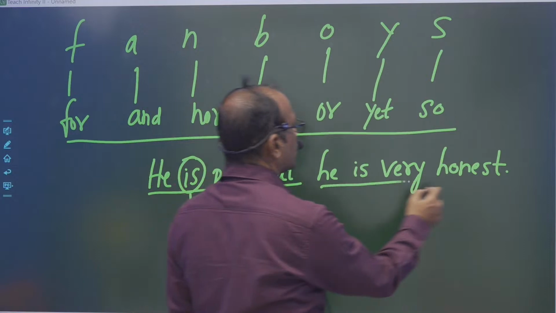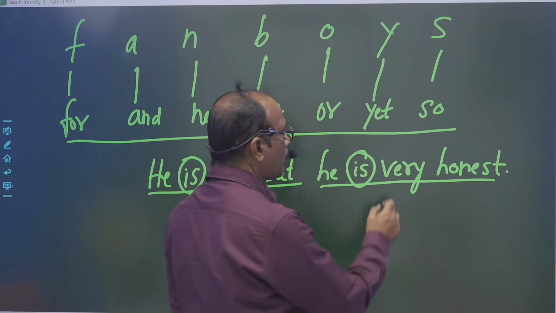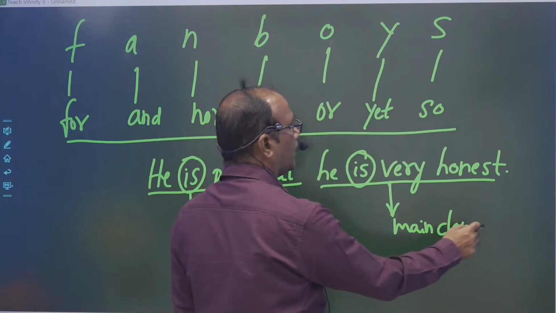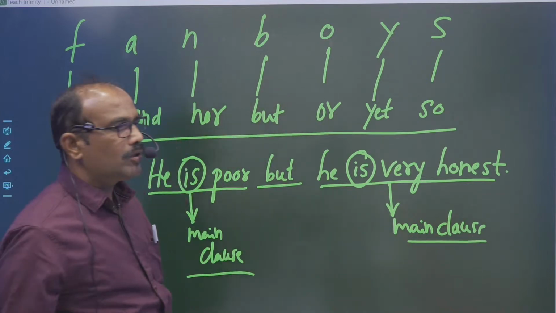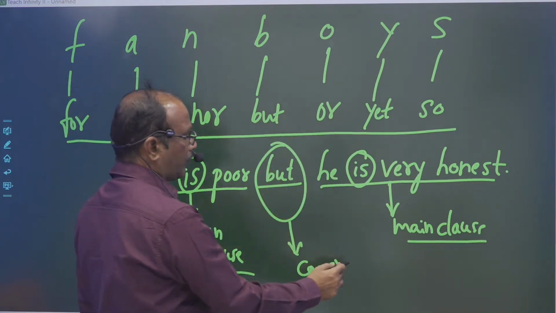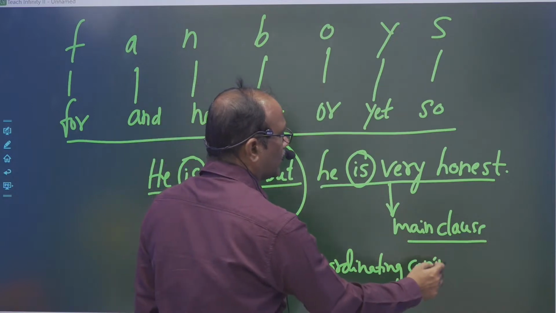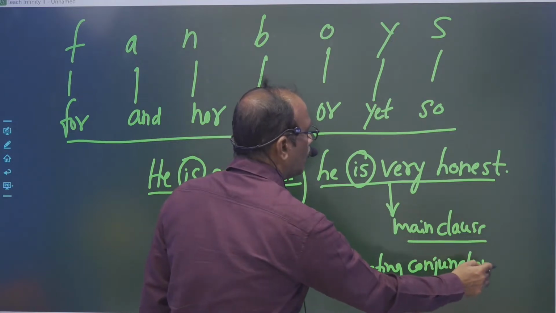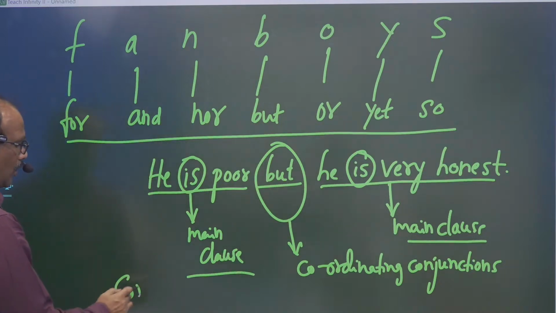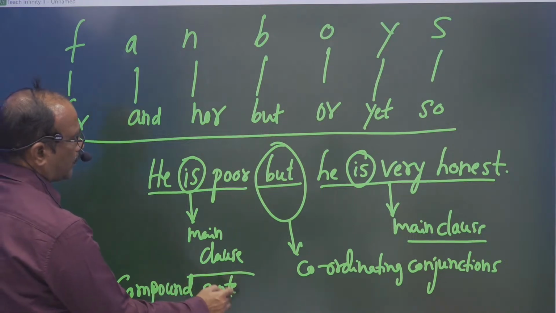He is very honest. This is also a part of a sentence, and it has a finite verb with it. ಅವನು ಪ್ರಾಮಾಣಿಕನಾಗಿದ್ದಾನೆ. This clause also gives the complete meaning, and we have two main clauses here, connected with one coordinating conjunction, that is but. And like this, two main clauses connected with coordinating conjunctions, that sentence is called a compound sentence. ಆ ಸೆಂಟೆನ್ಸ್ಗೆ ನಾವು ಕಂಪೌಂಡ್ ಸೆಂಟೆನ್ಸ್ ಅಂತ ಕರಿತೀವಿ.